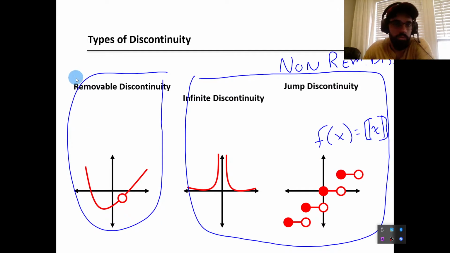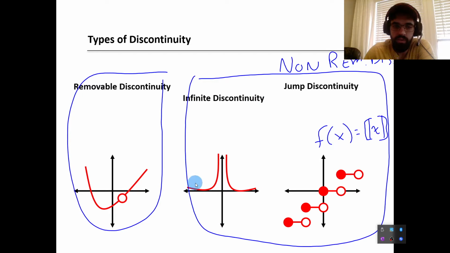All right. So removable discontinuity is when I could insert a dot at this point right here. So this is our hole in our graph, and this is our point of discontinuity. If I plugged in one point, or if I define the x value, I could remove this discontinuity by filling in the point.